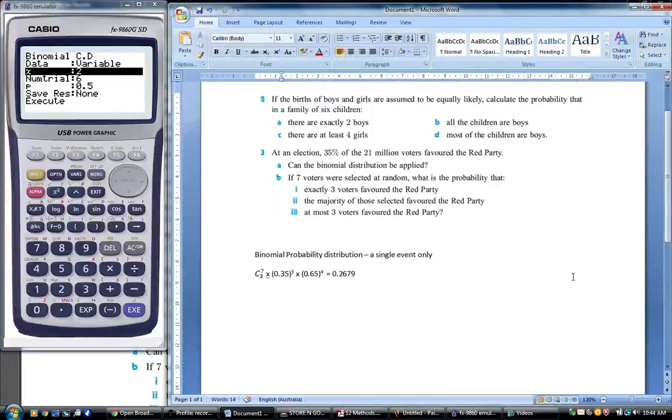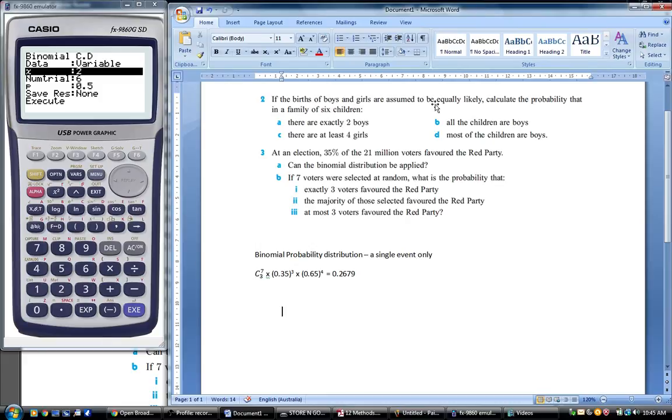Okay, so let's look at the binomial cumulative distribution. Now basically what's happening here is this is the case where you're not just calculating a single event occurring. This is the case where you're calculating multiple combinations and multiple probabilities. So I'll show you what we're doing. Let's continue to look at this example.